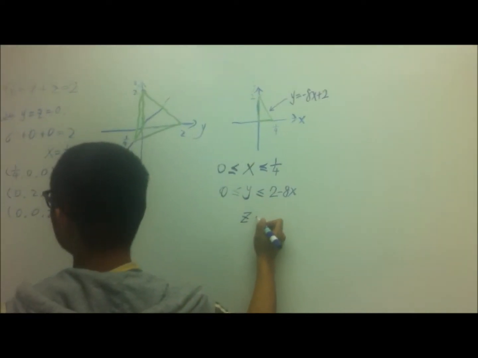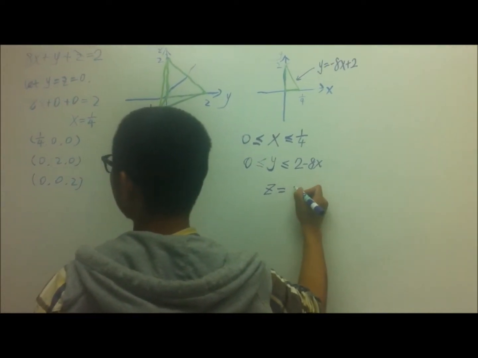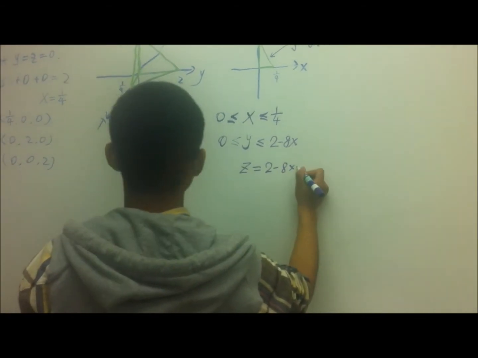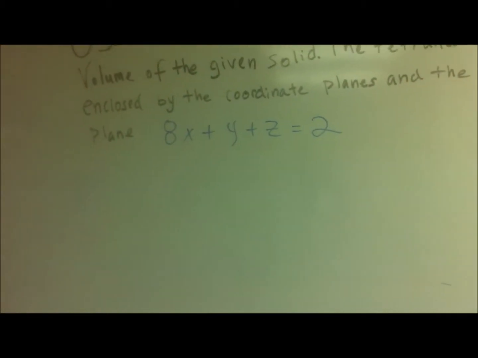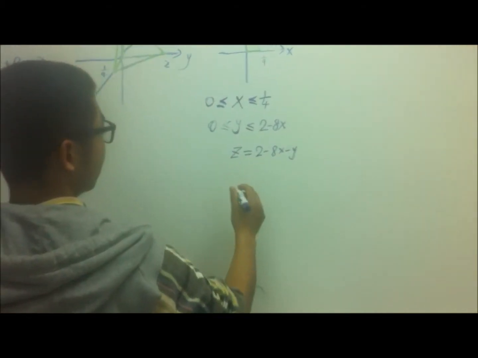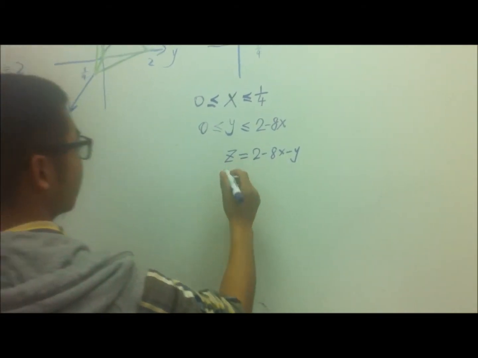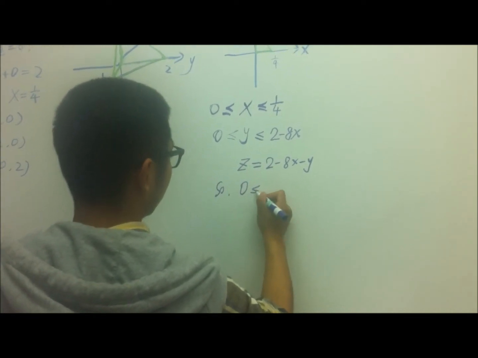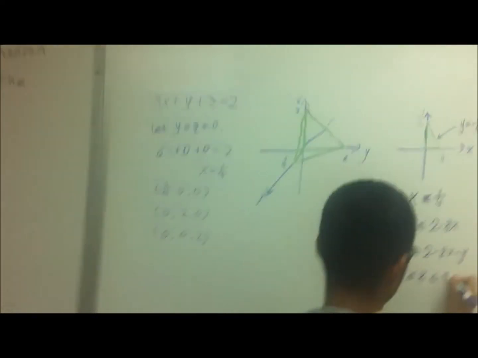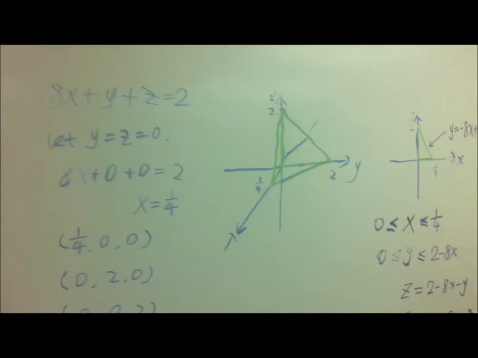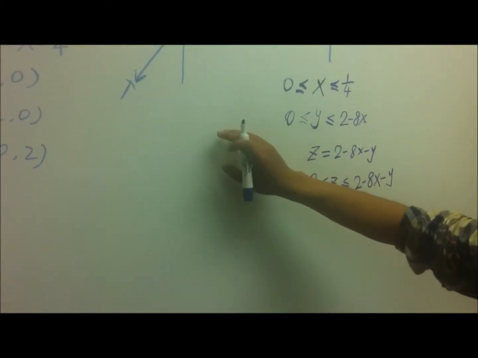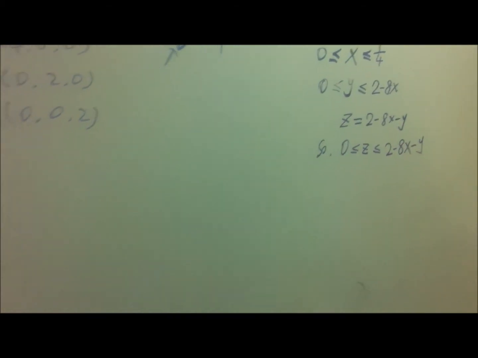The last bound we need to find is for z. Now Hong is rewriting the equation of the plane given, and he's solving for z. Since z equals 2 minus 8x minus y, that will be our upper bound. You could verify that by going back to our 3D graph, and we see that z goes from 0 to the top of the plane, which is 2 minus 8x minus y.